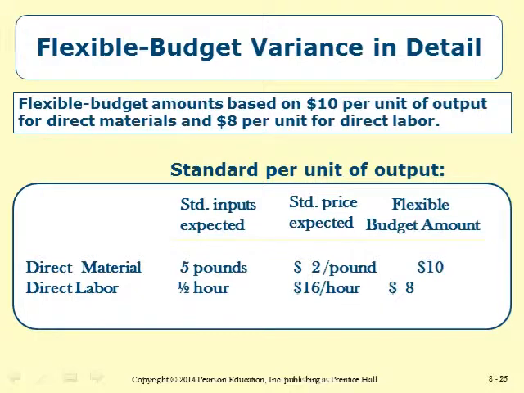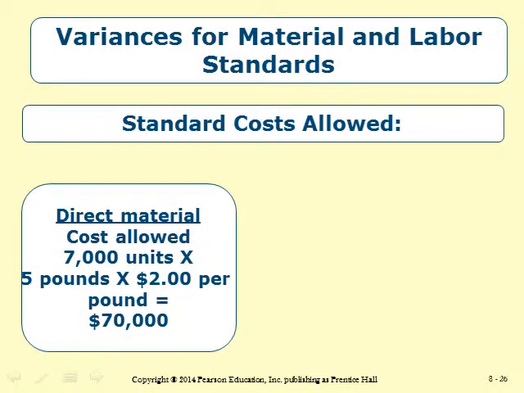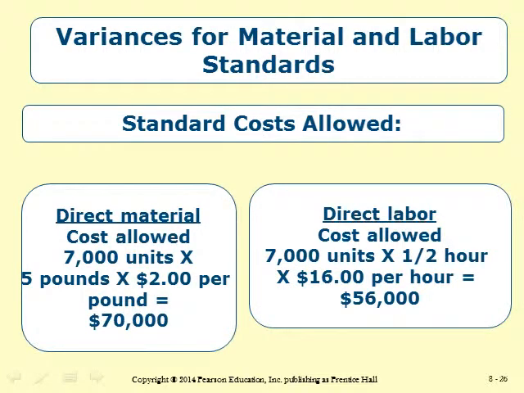And so what we see here is a flexible budget variance in detail. Flexible budget amounts are based on $10 per unit of output for direct materials and $8 per unit of output for direct labor. We extend that to get to standard cost allowed. Direct material cost allowed is 7,000 units times 5 pounds times $2 a pound, which is $70,000, and direct labor cost allowed is 7,000 units times 1/2 hour times $16 per hour, or $56,000. So we've calculated the standard cost.